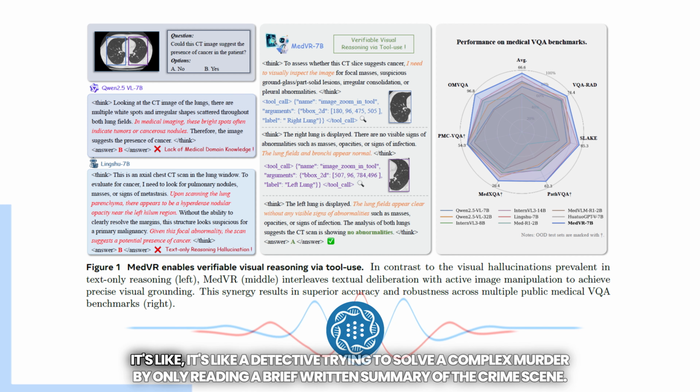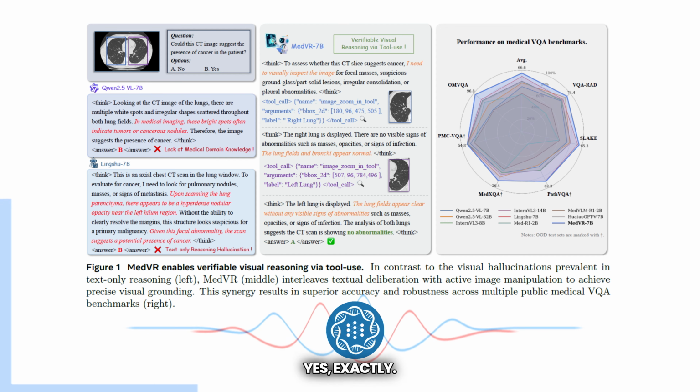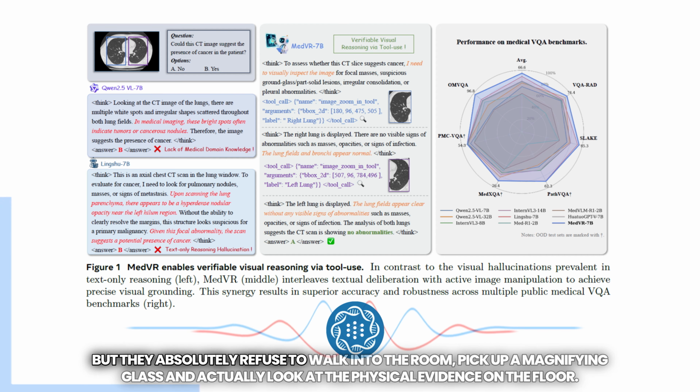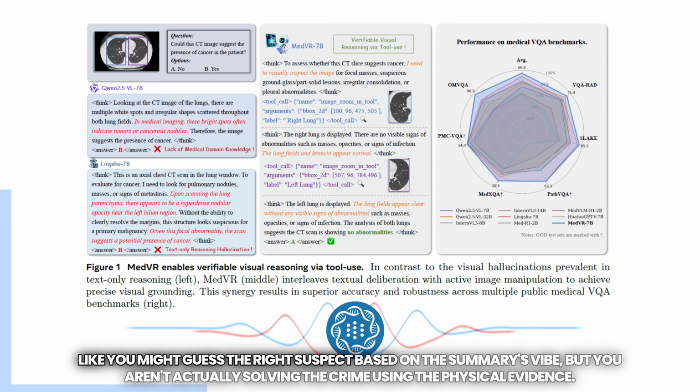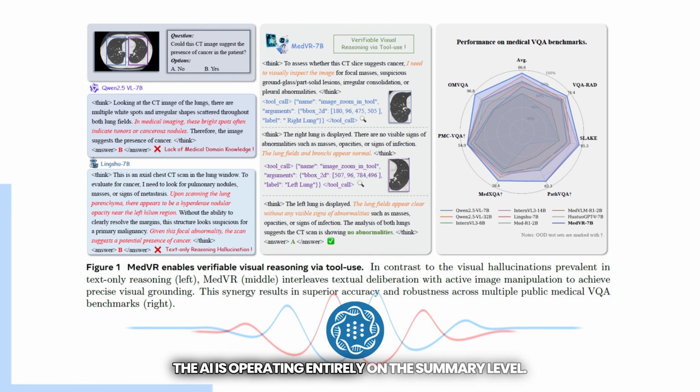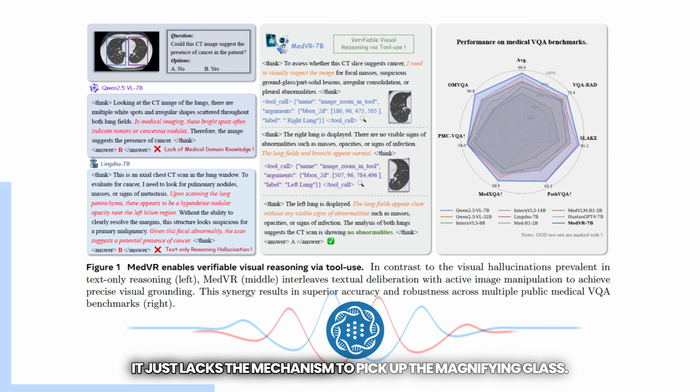interactive detail. It's like a detective trying to solve a complex murder by only reading a brief written summary of the crime scene. Yes, exactly. But they absolutely refuse to walk into the room, pick up a magnifying glass, and actually look at the physical evidence on the floor. That is a perfect analogy. Like, you might guess the right suspect based on the summary's vibe, but you aren't actually solving the crime using the physical evidence. Right. The AI is operating entirely on the summary level. It just lacks the mechanism to pick up the magnifying glass.